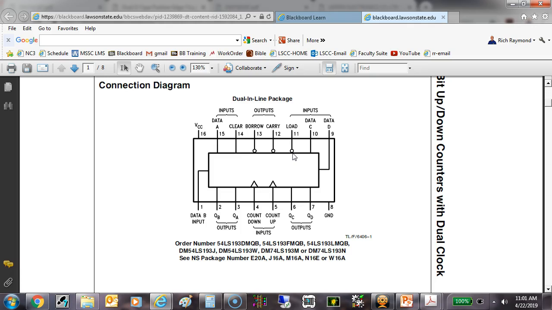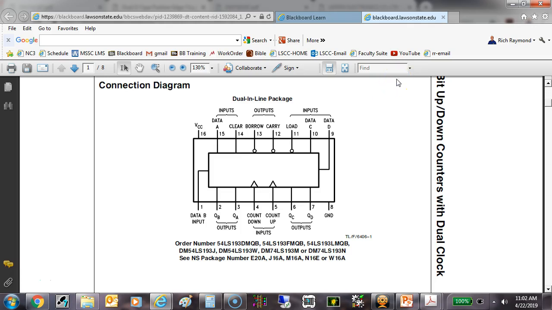So this is a preloadable. We can load this with any number we want to. What do you mean? This is an input. So what I would do is bring the number I wanted to preload the counter with into my A, my B, my C, and my D inputs, and I'd bring that low. I would pulse it low, and whatever I brought in would be loaded into the counter. So I don't have to start counting this guy from 0.